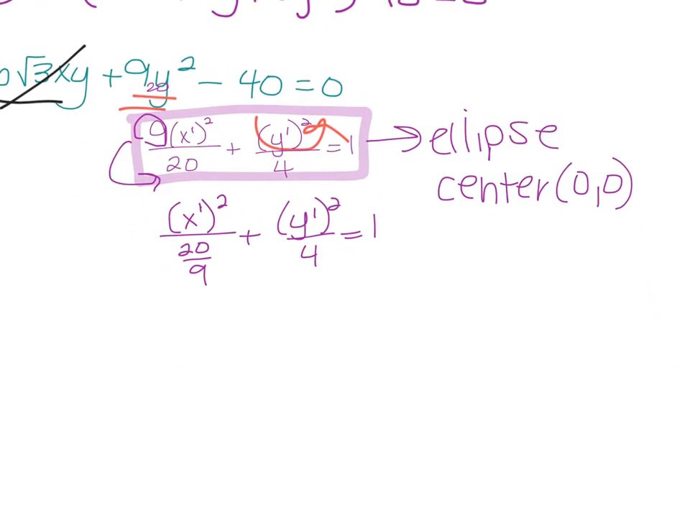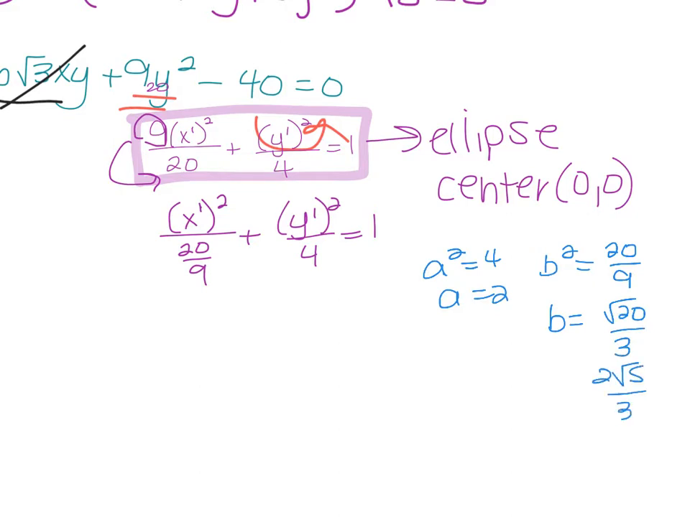So what's bigger, 20 over 9 or 4? 4, which means a squared is 4. A is 2. B squared is 20 over 9. And B is the square root of 20 over 3, or 2 root 5 over 3. And because the A is underneath the y squared term, what kind of ellipse is this? Vertical.